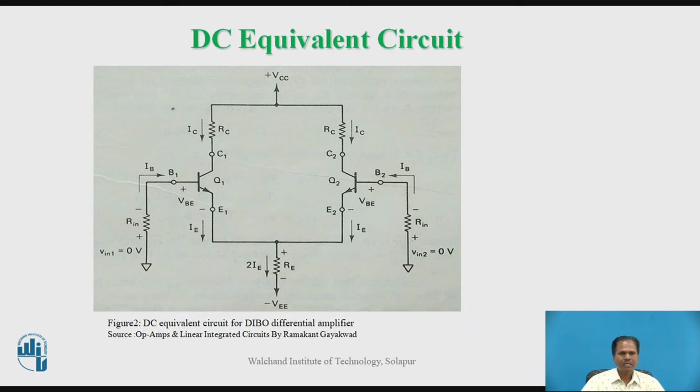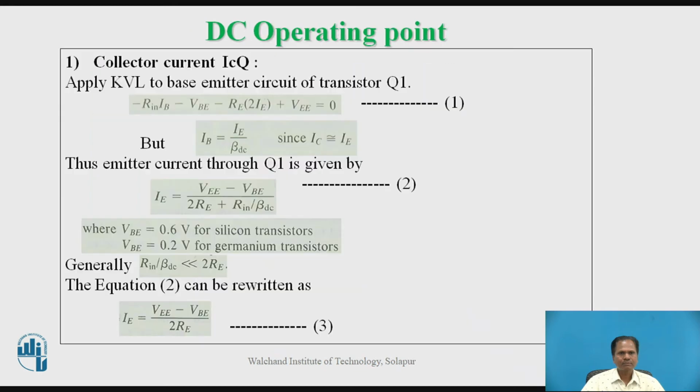As the circuit is bilateral symmetrical, we can derive the equation for one half section, considering only one transistor, and those equations can be used for the other half section or other transistor of this differential amplifier. So, let us derive the equation for transistor Q1. Let us first go for collector current ICQ.